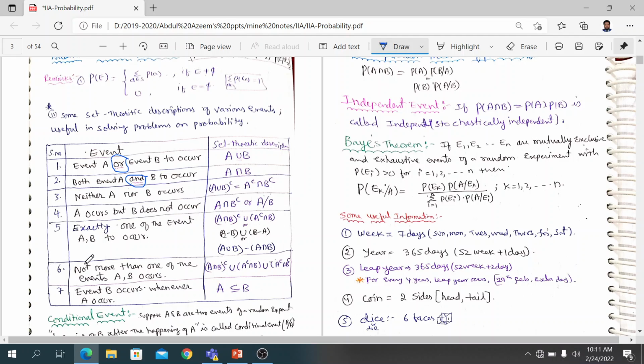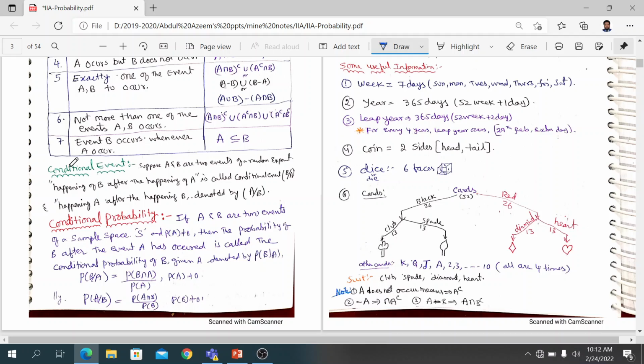Next, not more than one of the events A, B occurs means A intersection B complement union A complement intersection B union A complement intersection B complement. Lastly, event B occurs whenever A occurs, so A is a subset of or equal to B.